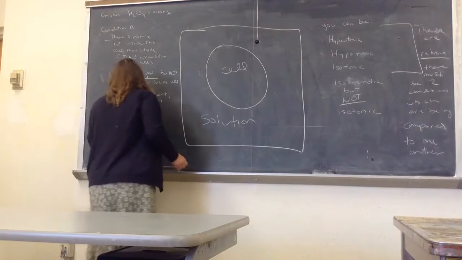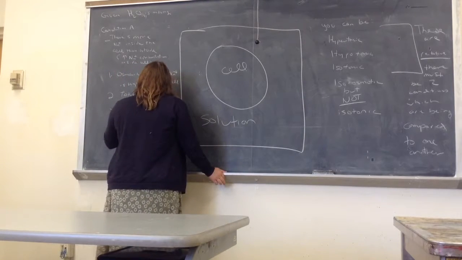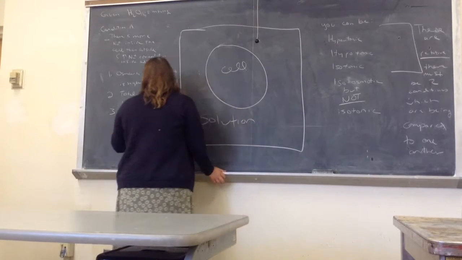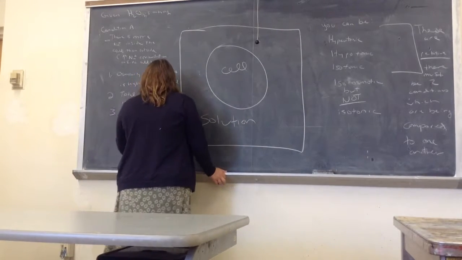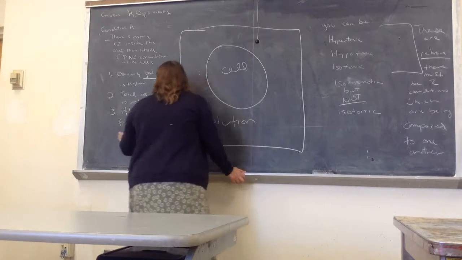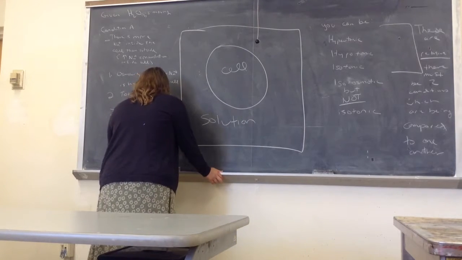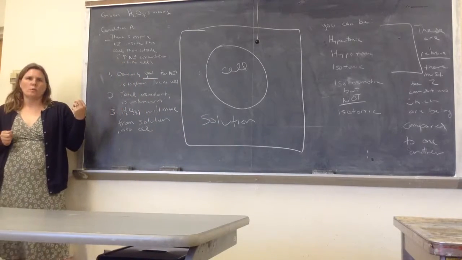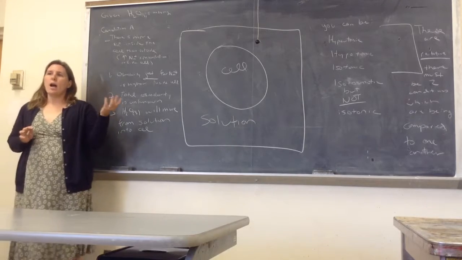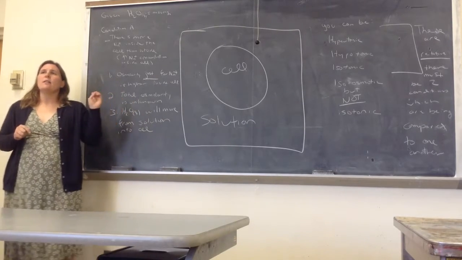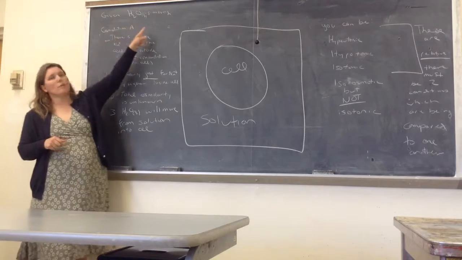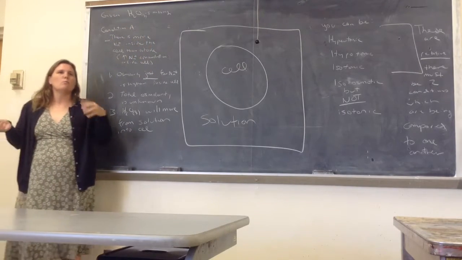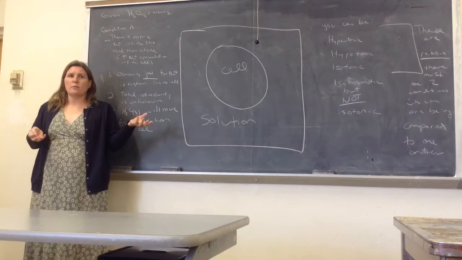All right, so number 3, water will move from solution into cell. I know this because water moves from an area of low solute concentration to an area of higher solute concentration. Given that the solute can't move, we're only moving water. The only way to make these things equal is to move more water to where the concentration is higher.